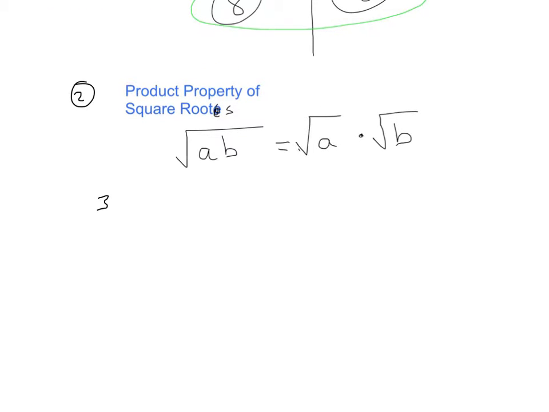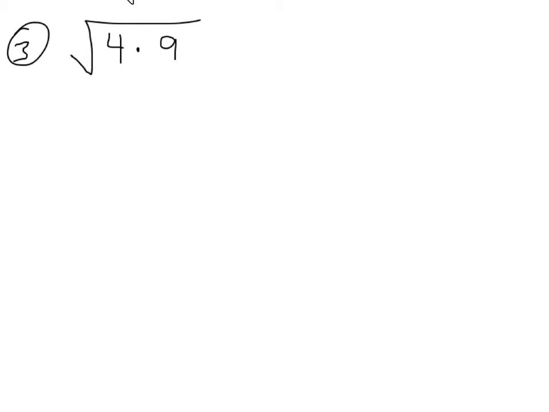So item number 3 is a problem I want you to try. I would like you to try out the square root of 4 times 9. Okay? And then next to it, I want you to do this. Square root of 4 times the square root of 9, just to prove that you understand.